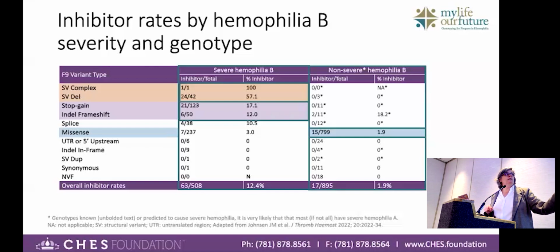And then we have what we call stop gain and these frame shifts. Those tend to break genes a lot, but on average in severe hemophilia, there's a 12% risk of inhibitors. And then we do see a small risk associated with missense, at 2% in non-severe. So it's a similar trend, but again, I'm nearly certain this is a different immune beast. The clue is that genotype is important, but there's probably something else going on with the immune system.